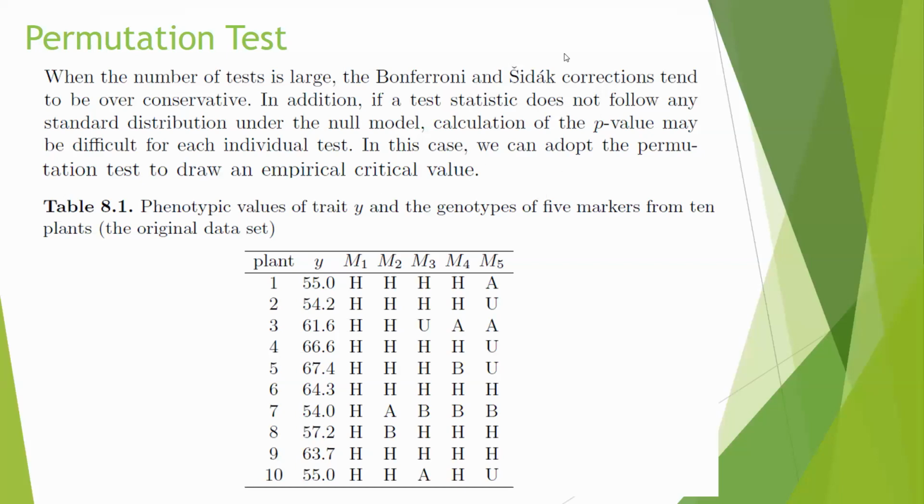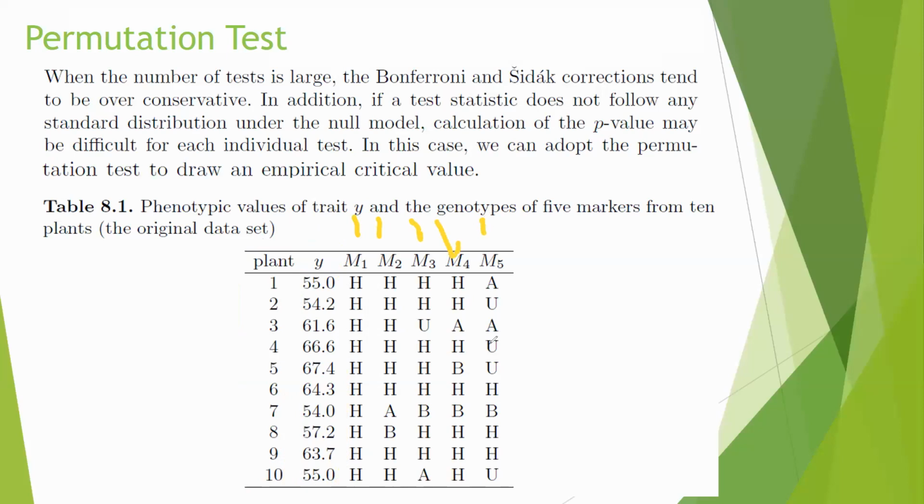This is a small sample example. Here we have only 10 plants, and for each one we can measure some trait. This is the trait, and we can see the variability of the trait, right? For each of these plants, we have 5 markers. That's quite limited, right? We only have 5 markers. So this is 1, 2, 3, 4, and 5.